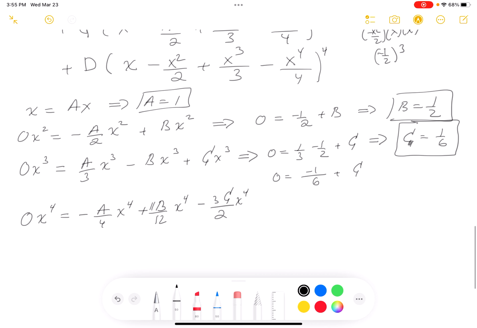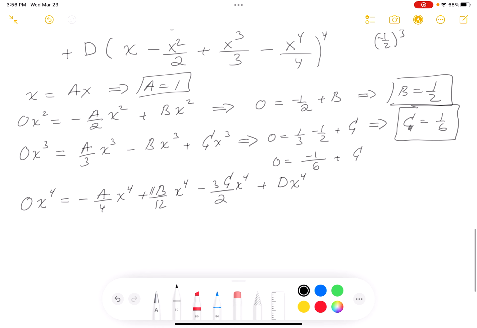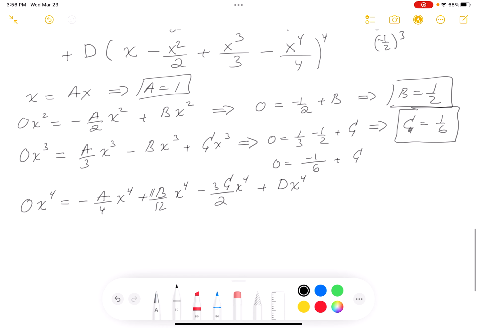Let's go to the last guy. Last guy's the easy one, right? It's d x4. All right. What do you get over here? 0 minus 1/4. What's b? B's a half, right? So you get 11/24. What's c? It's 1/6, right? So you would get 3/2 times 1/6, 1/4, plus d.